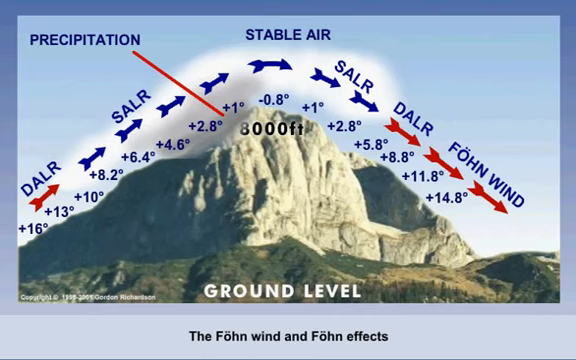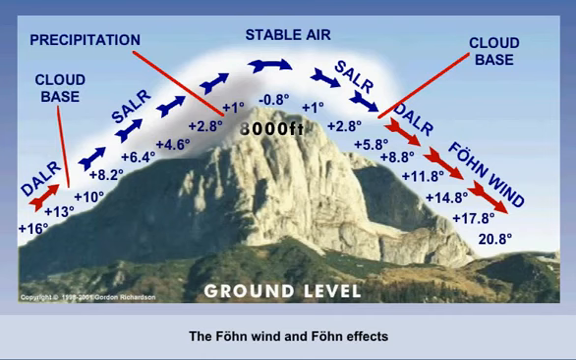Because there has been a loss of water vapour from the air, the cloud base is higher on the leeward side than the windward side. Therefore, the descending air will begin warming at the DALR at a higher level. This means that when the air reaches the valley floor again, it has gone through a warming process due to the loss of precipitation over the mountain.